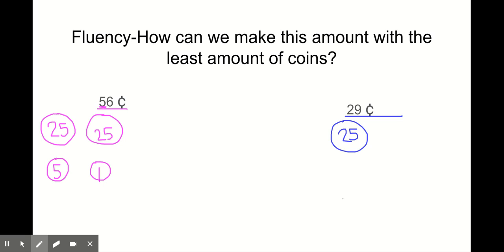A dime is worth 10 cents, so that won't work. A nickel is worth 5 cents, so that won't work. So we need to use pennies. Now we have 26 cents, 27 cents, 28 cents, 29 cents. To get to 29 cents, we needed to use 5 coins.